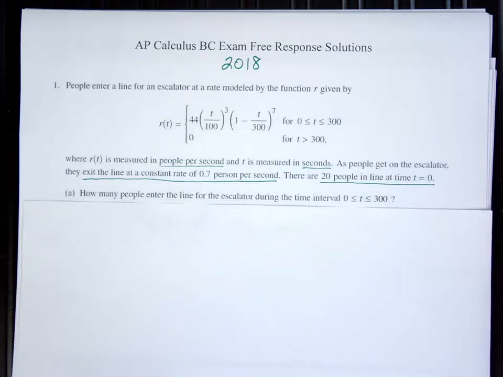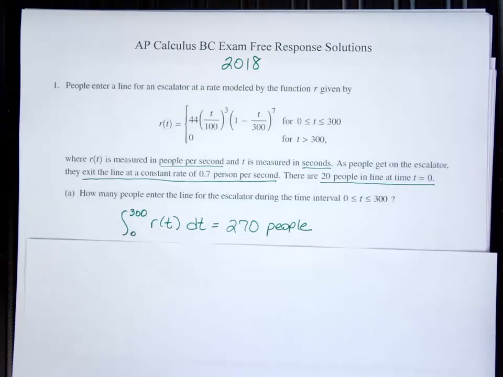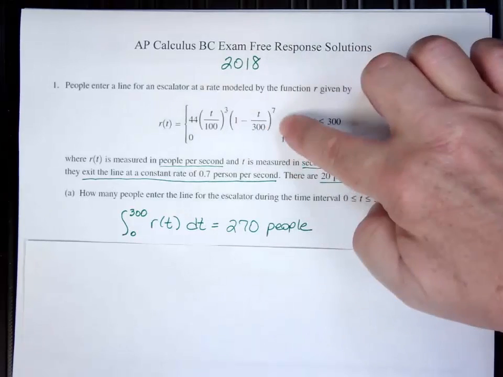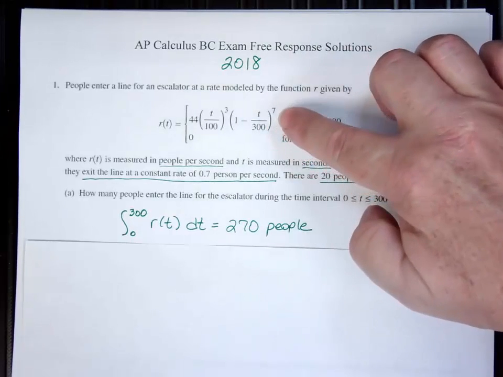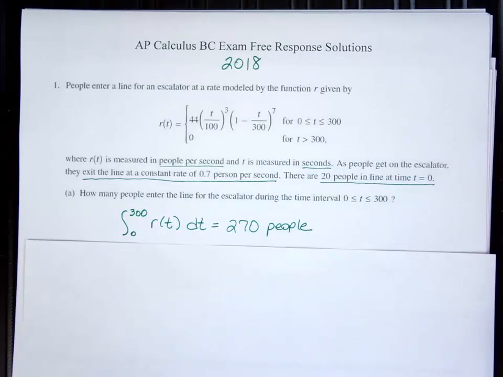So the first question says, how many people enter the line for the escalator during the time interval from 0 to 300? So that is basically how many people are going in, given this is the rate. That means I'm accumulating people, so I'm going to integrate from 0 to 300 of R of t dt. I do not have to copy this function down because it's already given to me. So the integral of R of t dt is 270 people.